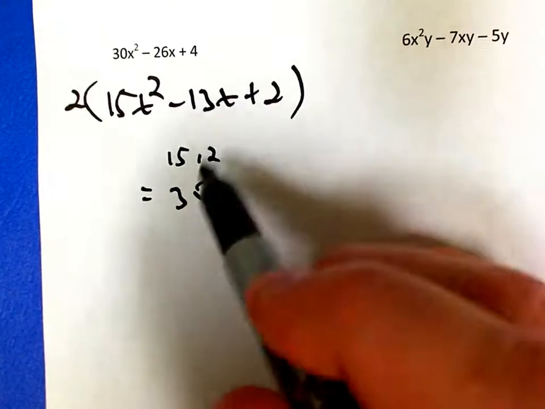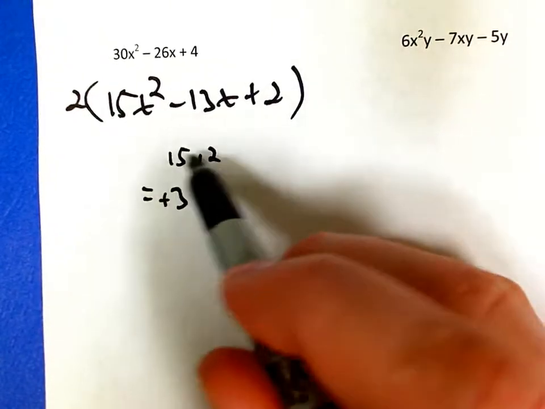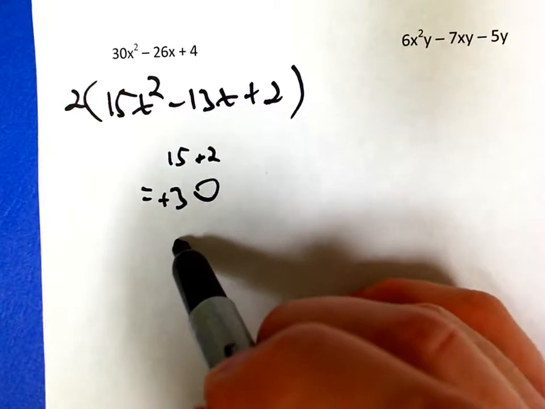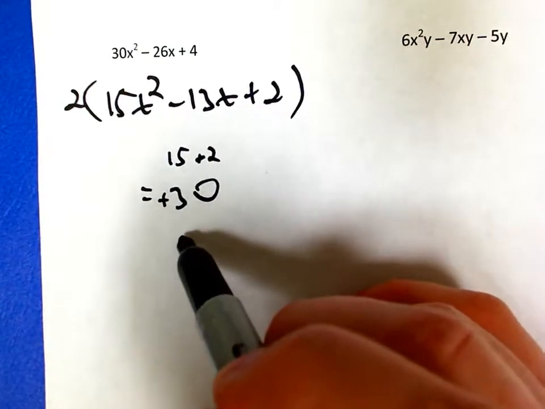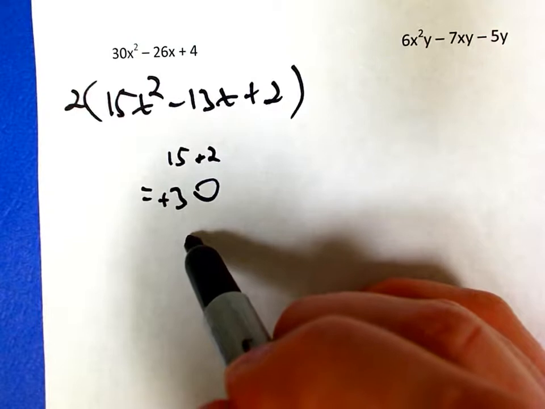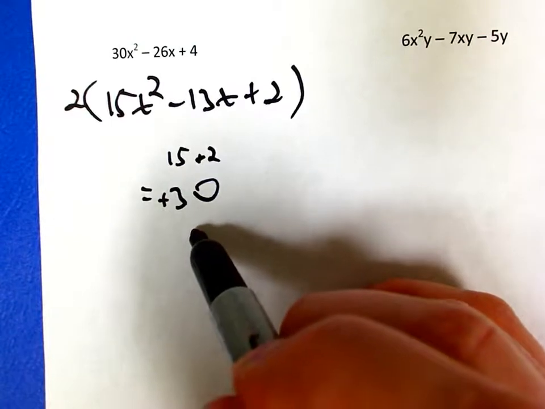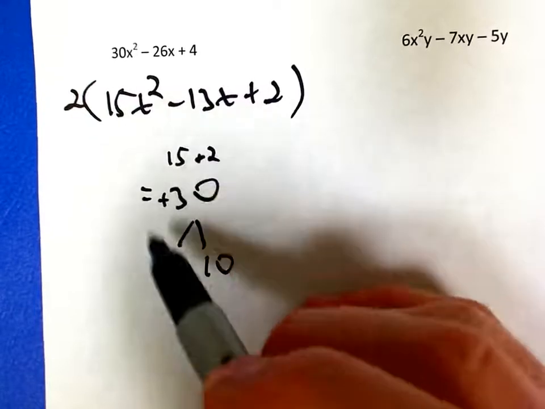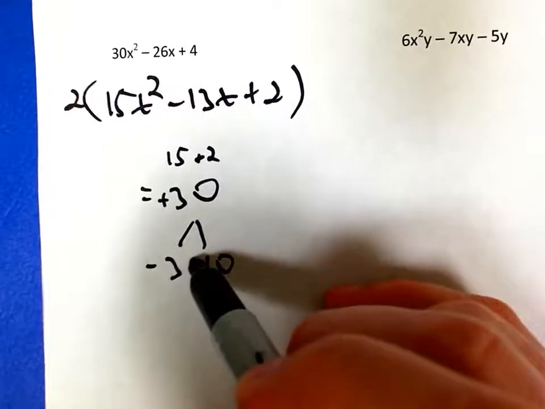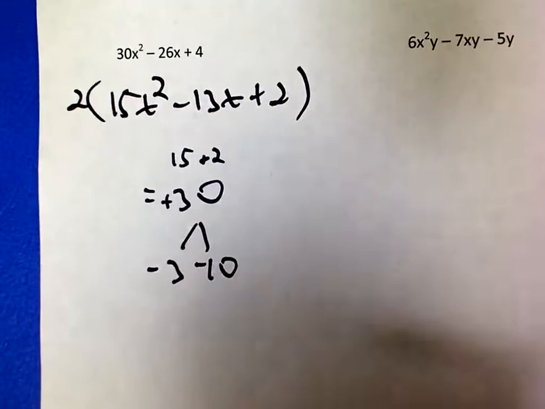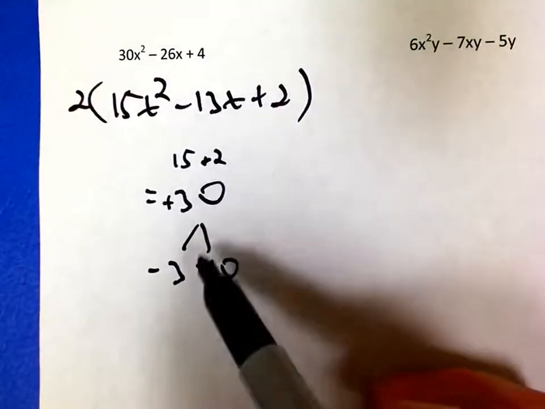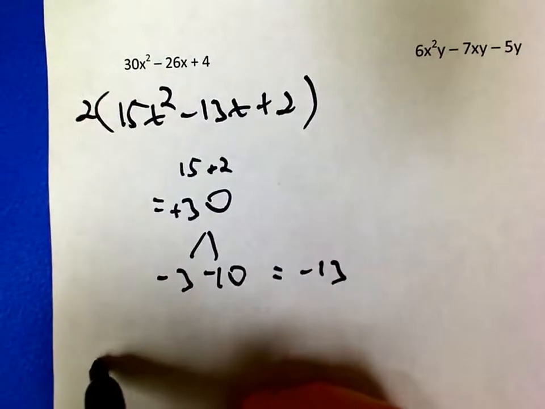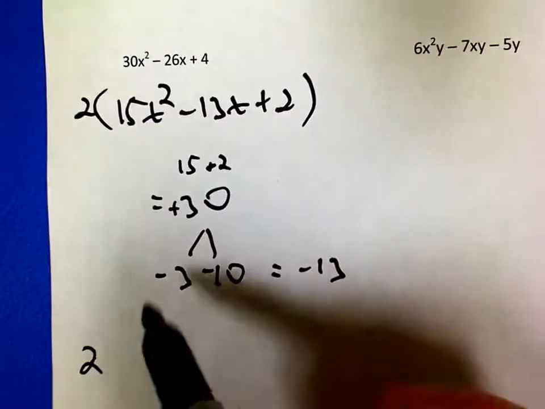We know since it's a positive 30, because 15 and 2 are both positive, the signs have to be the same. So let's think, 1 and 30 won't work. 2 and 15 would if they were opposite signs, but they're not opposite signs. 3 and 10 will. Since that's a negative 13 and a positive 30, the signs have to both be negative, because negative 3 times negative 10 is positive 30. When you add them together, you get negative 13. Still bringing that 2 down as our GCF.